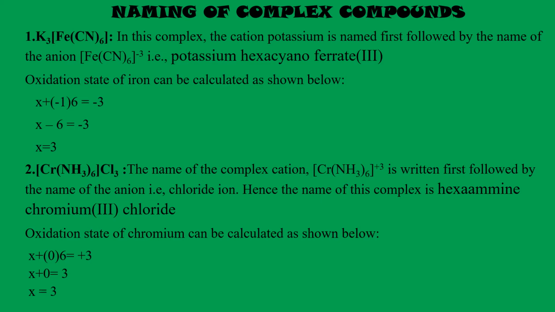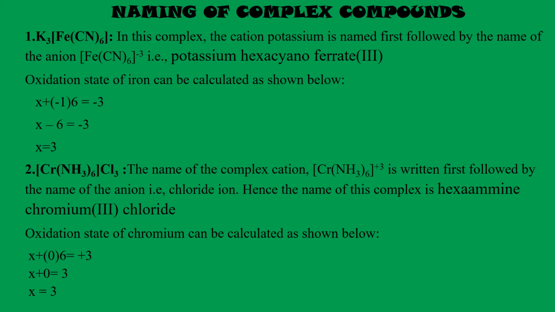I have also taught you how to determine oxidation state. Please go through that video also and learn how to calculate the oxidation state or oxidation number of the central metal atom. Here I have given the calculation of oxidation state again. So look here. What do we need here? The oxidation state of iron.